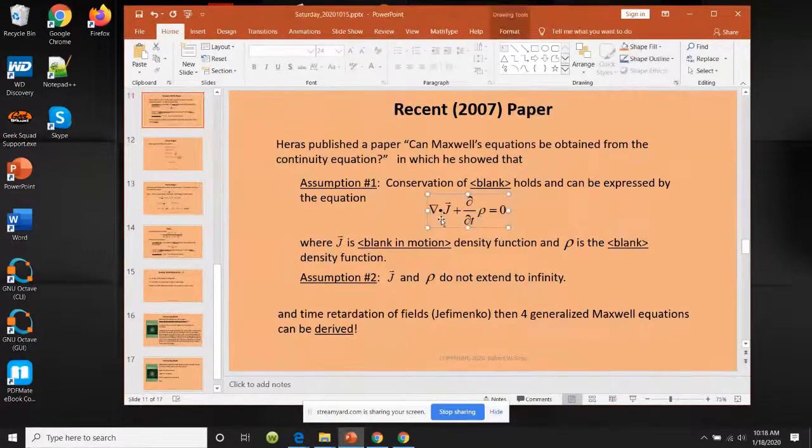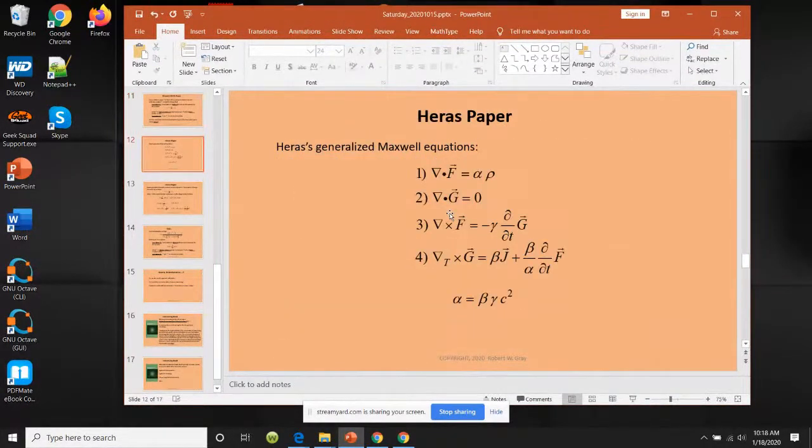But see this equation, the continuity equation. I don't know what J is, and I don't know what rho is. Okay, but it's whatever that thing is, blank in motion, and a blank density function. If you have this equation with time retardation, you can derive all of these equations. And what do these G's and F's and B's mean? Whatever your thing is, for example, electrodynamics, F would be the electric field, and G would be the magnetic field.